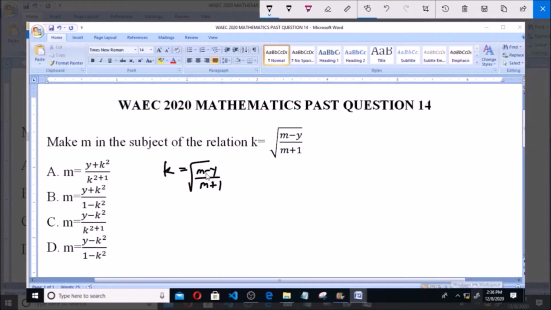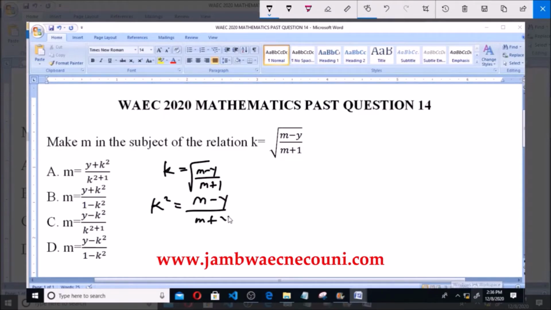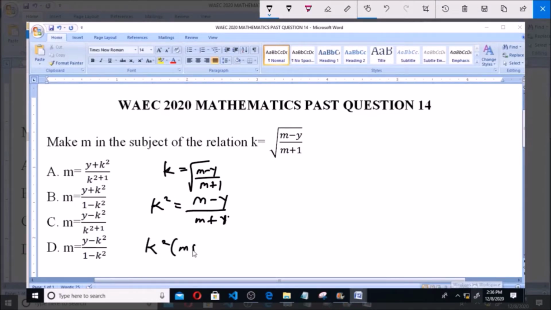And the first thing we need to do is to eliminate the square root, and by eliminating the square root you simply square both sides. So squaring both sides, we'll have k square is equals to the square. Now we eliminate the square root, so giving us m minus y all over m plus 1. Now we cross multiply, so giving us k square into m plus 1 is equals to m minus y. So we have k square into m, so that will give us k square m plus k square times 1 will give us k square is equals to m minus y.